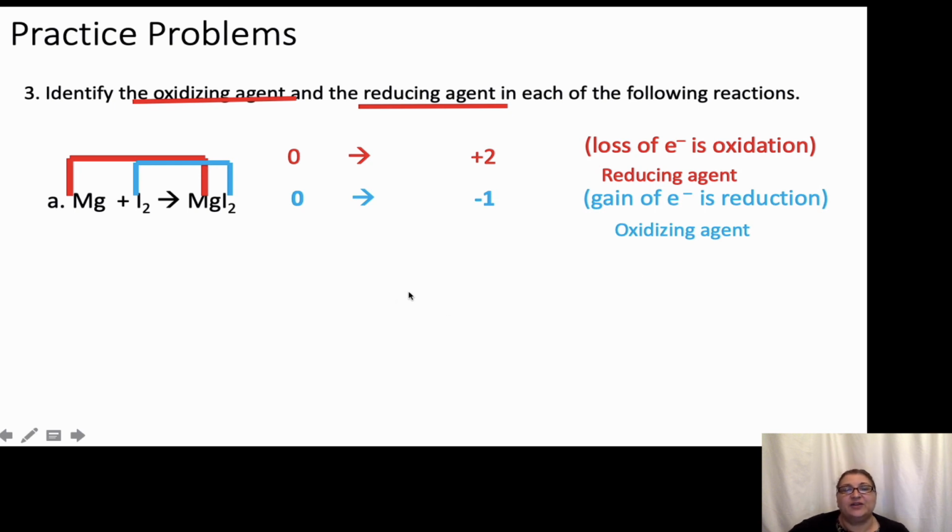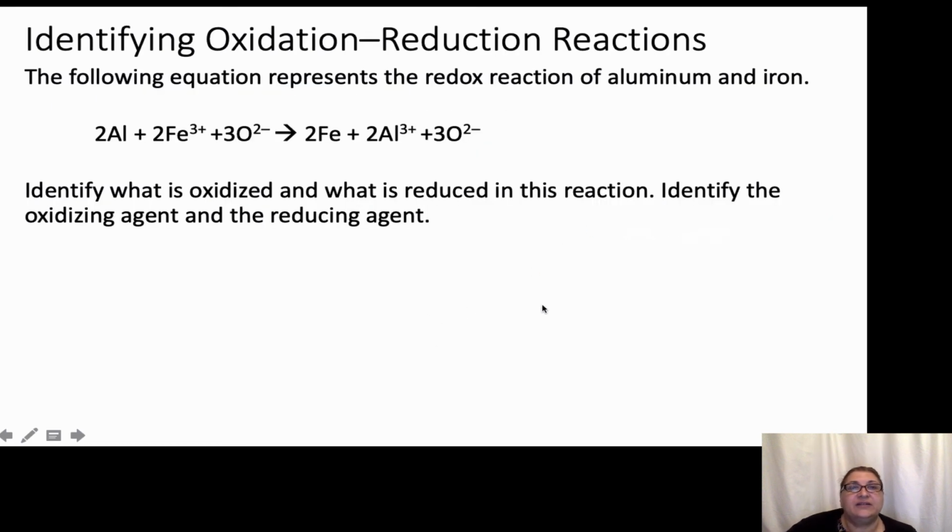So you just have to keep track of one. If it loses, it's oxidized, and it's a reducing agent. All right, so what is this one? Oh, that's just identify oxidation reduction. This is where we run into spectators. Some of these just don't belong in the oxidation reduction reaction. So let's keep track.